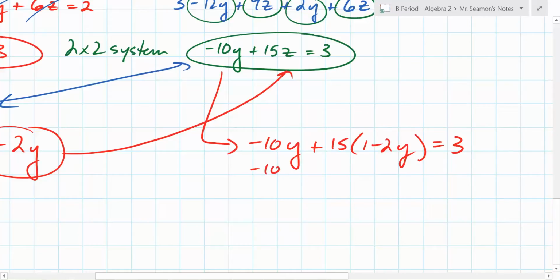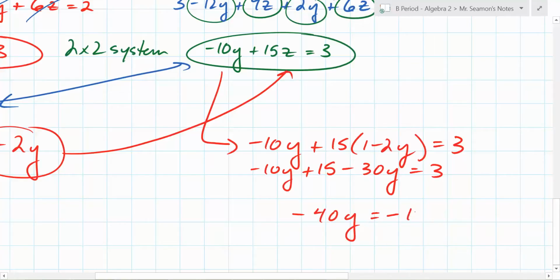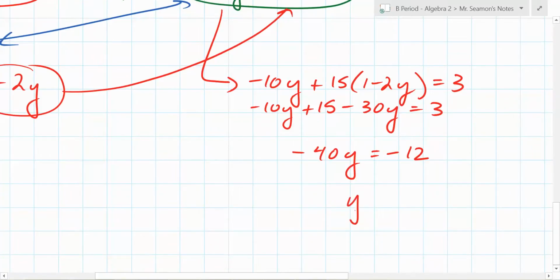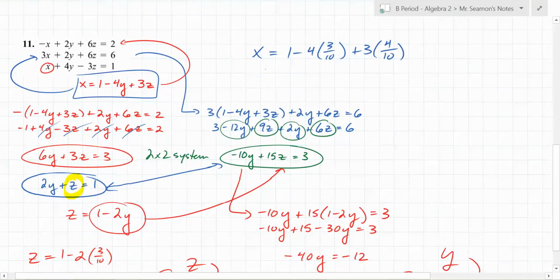So we have negative 10y plus 15 minus 30y is equal to 3. How many y's do I have on the other side? Negative 40y equals, careful, negative what? Negative 12. So y is equal to 12 over 40, which is equal to 6 over 20, which is equal to 3 over 10. So when we plug this in, we end up with x is equal to, 1 is 10 over 10, so it's minus 12 over 10 plus what?